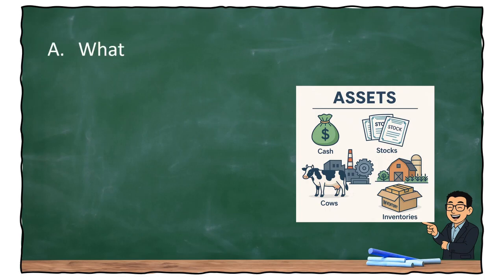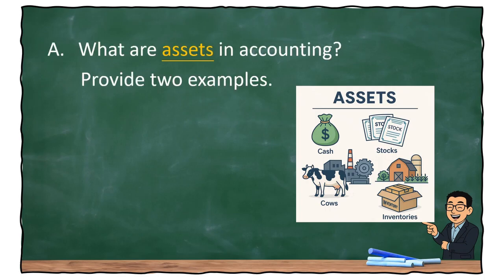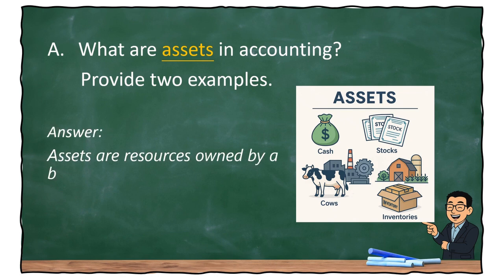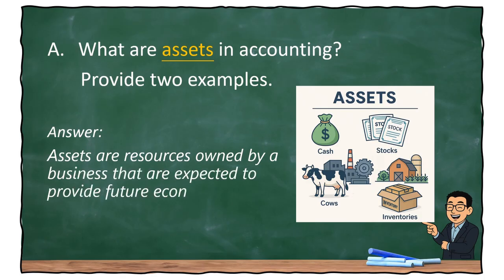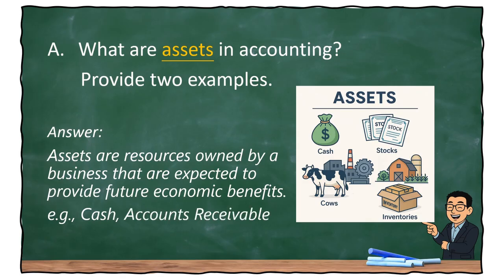Let's look at A. What are assets in accounting? Provide 2 examples. Assets are resources owned by a business that are expected to provide future economic benefits. Common asset accounts include cash, accounts receivable, supplies, land, equipment, plants, etc.